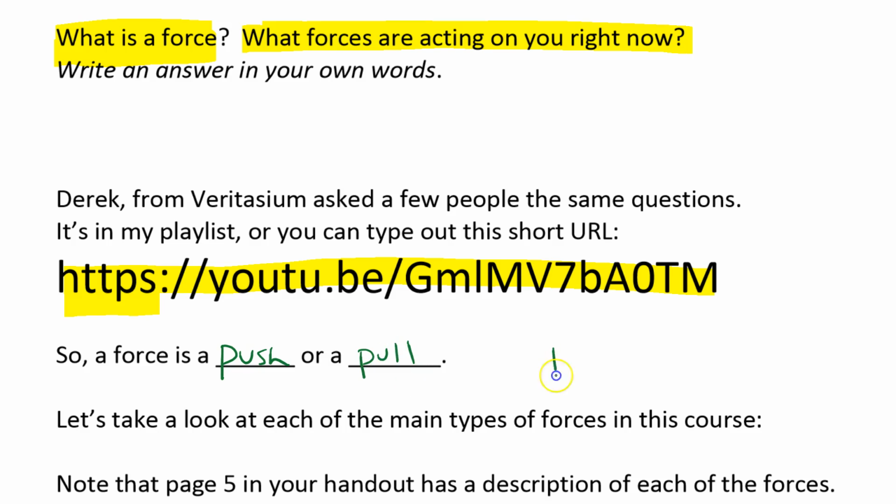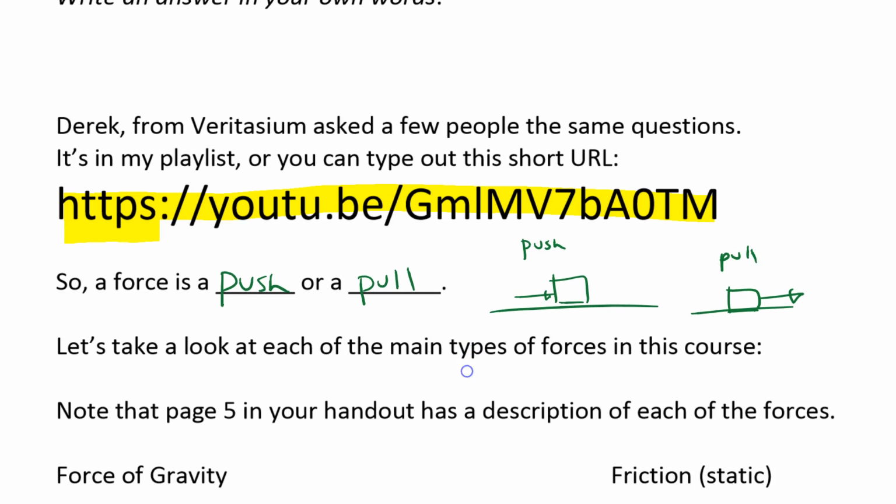Okay, so if I've got an object here, I can push it some way, right? That's kind of what a push looks like. Or if I've got that same object and I'm pulling it, if you attach a string to it or something, this is what a pull looks like. So let's take a look at the main types of forces in our course.